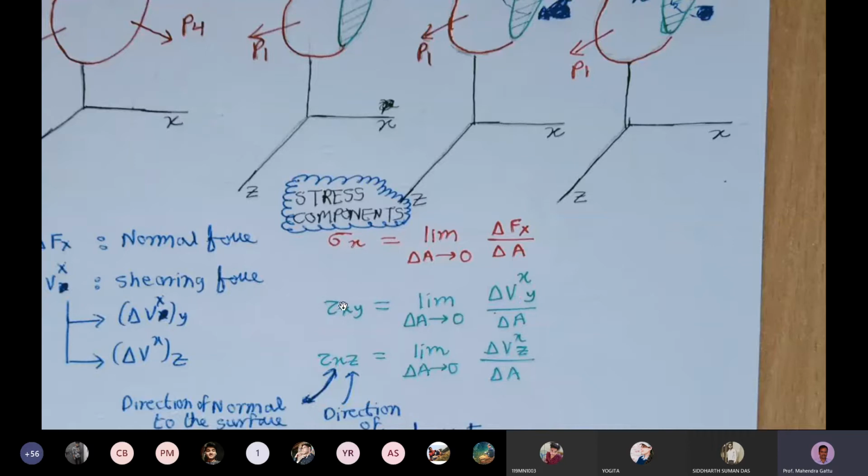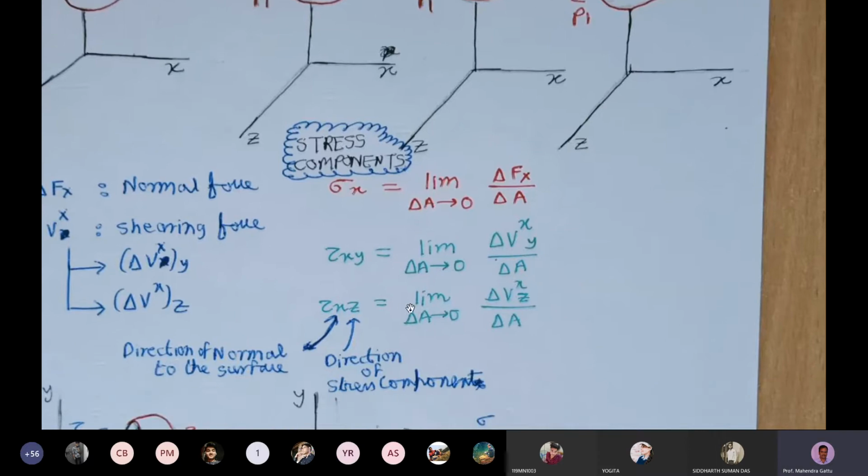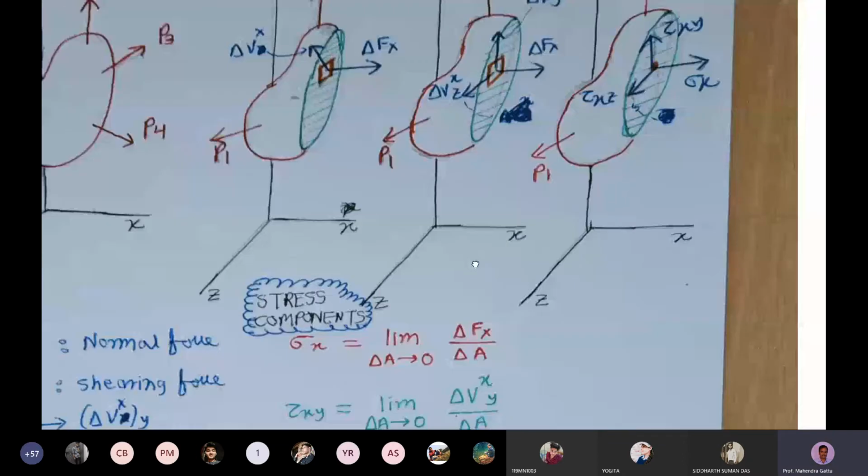So we define this shear component tau xy as the limit delta A tends to 0 of delta Vxy by delta A, and we have tau xz, which is the limit delta A tends to 0 of delta Vxz by delta A. Here, the x represents the direction of the normal to the surface. So for this plane, the normal is parallel to the x-axis. And in tau xy, the y represents the direction of the stress component, so it is in the y direction.